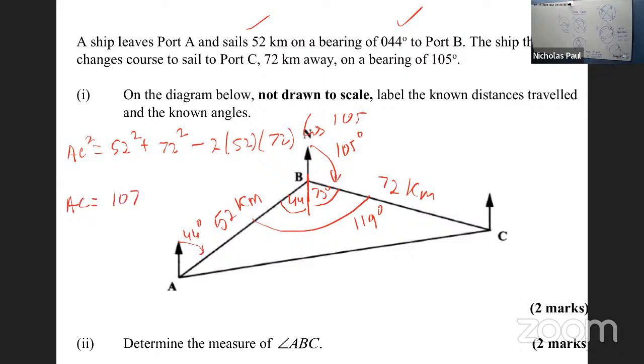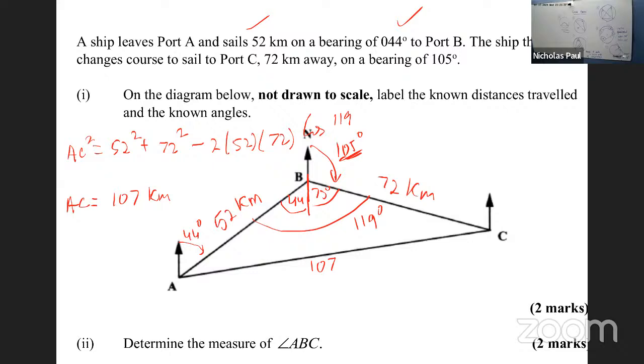107. Check the angle because we've got to be exact. Oh, sorry, 105. I don't know where I got 119, I'm looking at this here. Yeah, 107. Nice. Now they want the bearing of A from C.